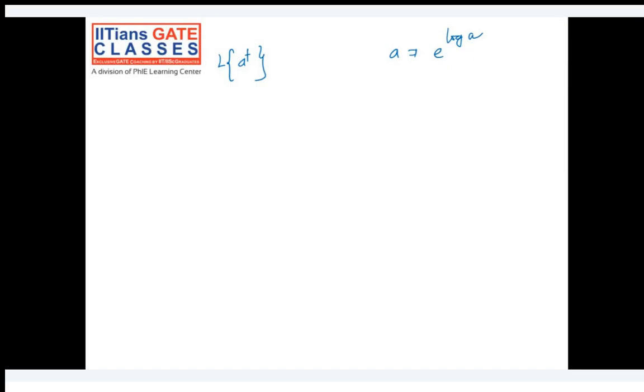So can I write this as Laplace transform of e to the power log of 2 raised to the power t? Can you write it like this? And then can you write it as a Laplace transform of e to the power t into log of 2? Log of 2 into t rather. Okay, like this also you can write, right?